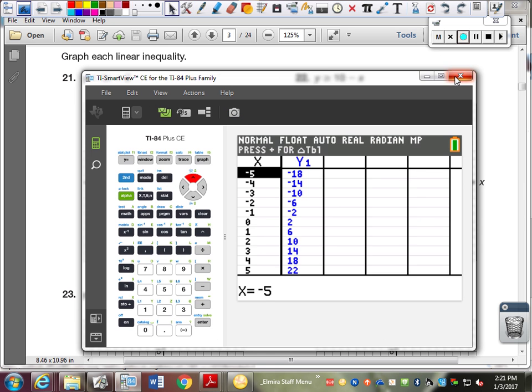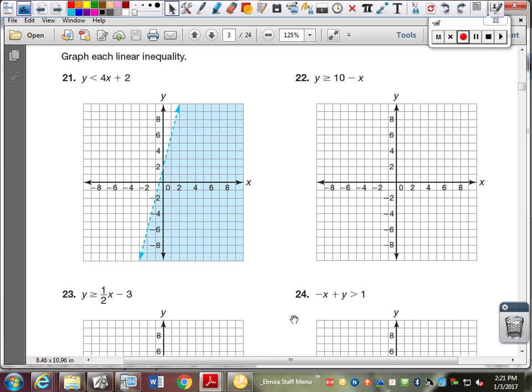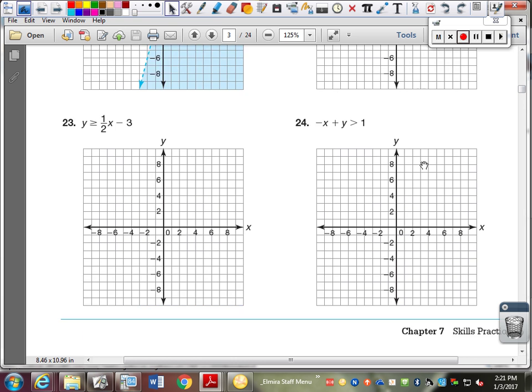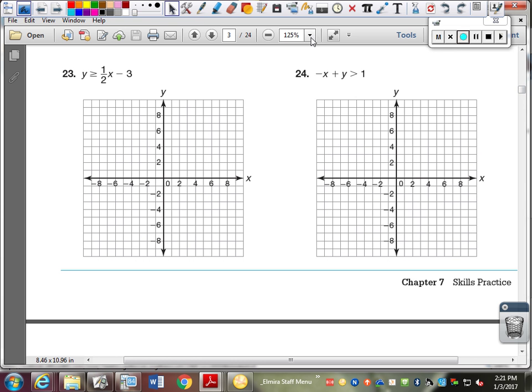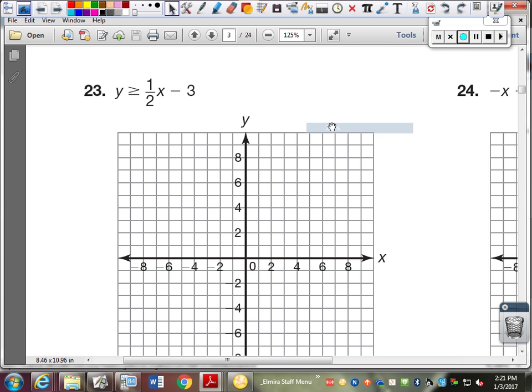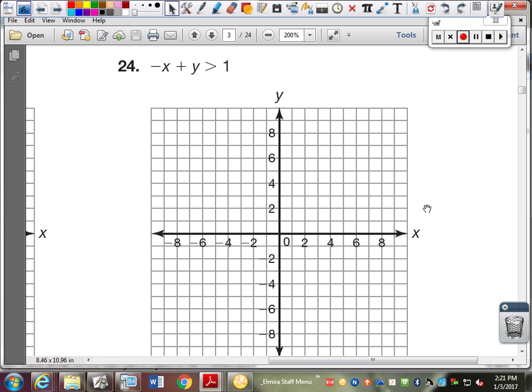Well, I could take my equation, like number 24, and rearrange it for y equals mx plus b form. However, if it's in standard form, it's easier to just find the x-intercept and the y-intercept and graph it from there. Sometimes if you're rearranging for y, you might end up dividing by a negative, and if you ever divide by a negative, it flips the inequality sign, and that can mess you up.